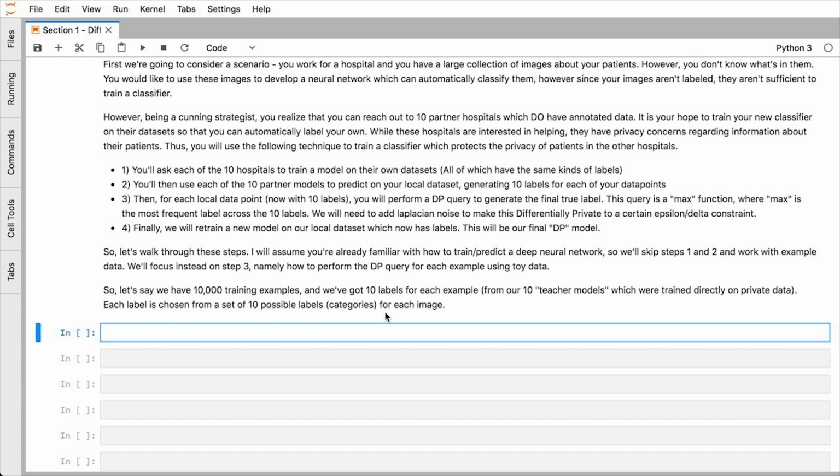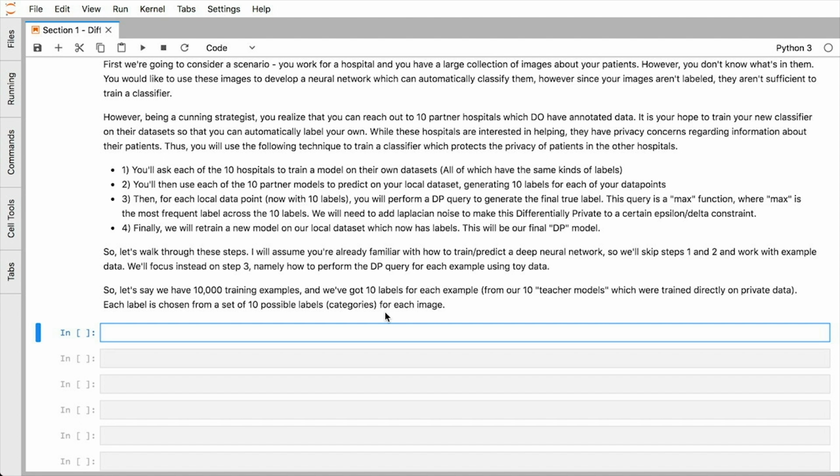Doesn't matter, right? And then we take their model and we predict it on our data. Okay, so we take their model and we predict it on our data set, the one that is public to us, the one that we're allowed to look at. And that generates 10 predictions for each of our images, right? And why 10? Because there were 10 hospitals that we partnered with that trained 10 different models, and we took all 10 of them and we predicted them on each image, generating 10 labels.